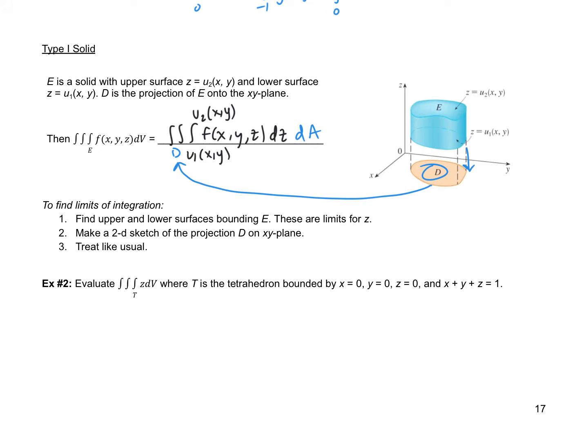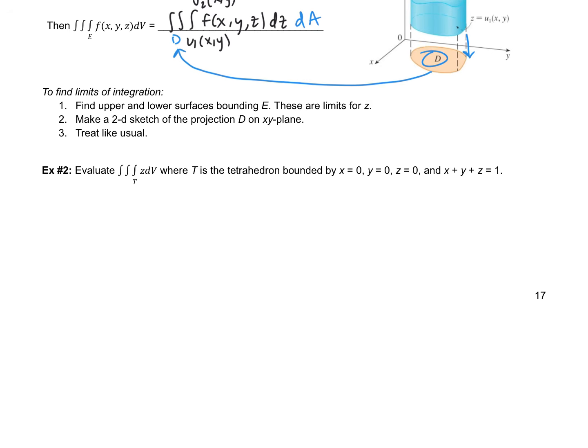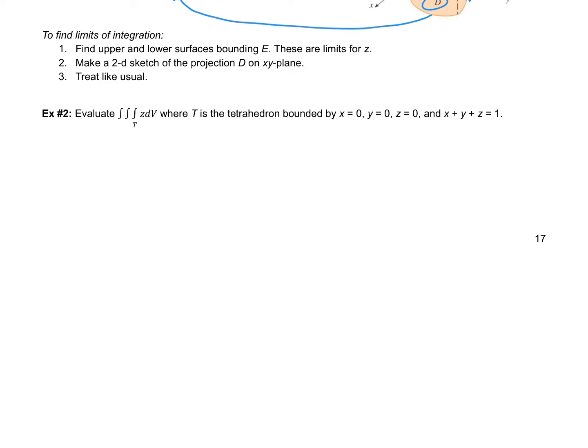So in general, how we're going to find limits of integration: we're going to find the upper and lower surfaces bounding our solid. Those are going to be our limits for z. Then we're going to project E onto the xy plane, which gives us our figure D, which we will then treat like a double integral, helping us find our limits for x and y. So I think this is most helpful if we just look at an example. So let's take a look at example 2.